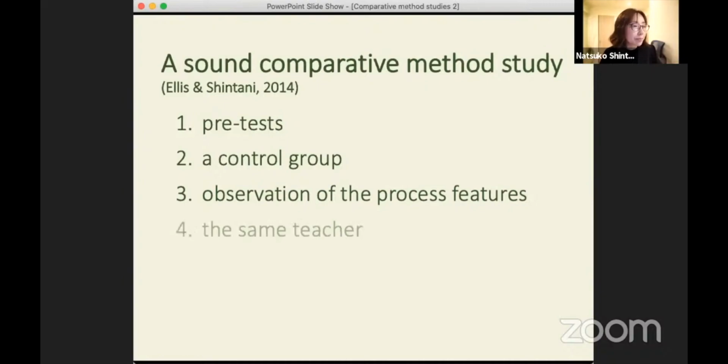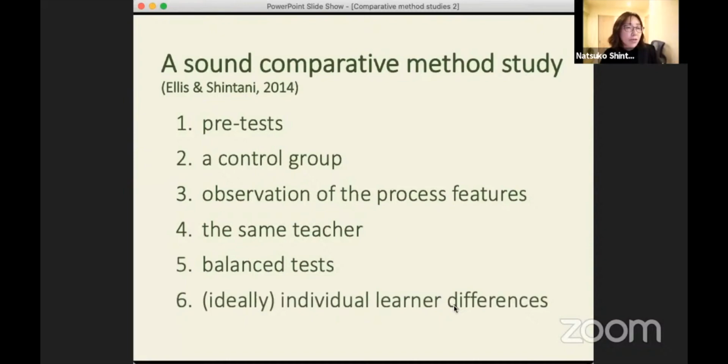The instruction should be carried out by the same teachers to avoid teacher factors. The tests should not be biased in favor of either of the methods investigated. And ideally too, the study should investigate whether individual learner factors such as language aptitude and motivation are mediating the effectiveness of each method. So now I will evaluate existing comparative studies based on these conditions.